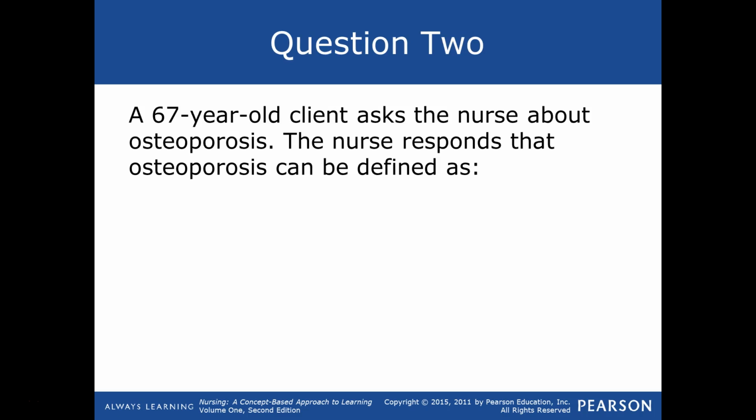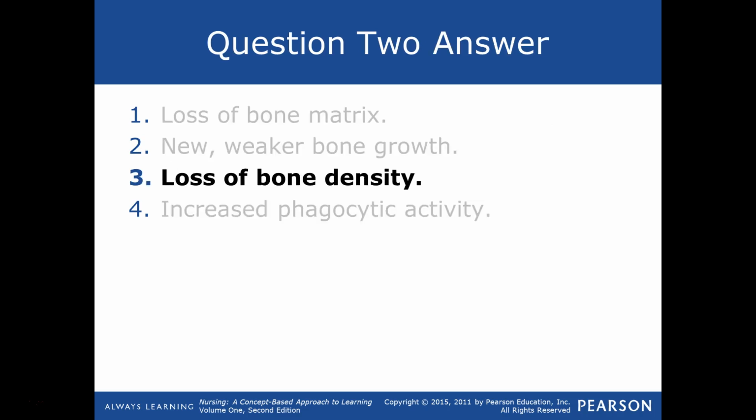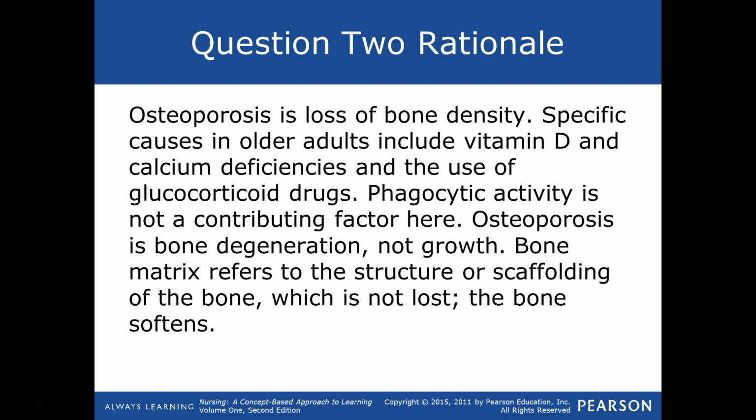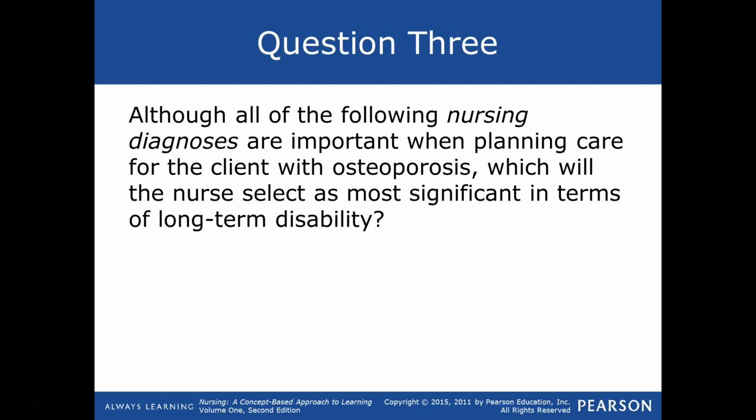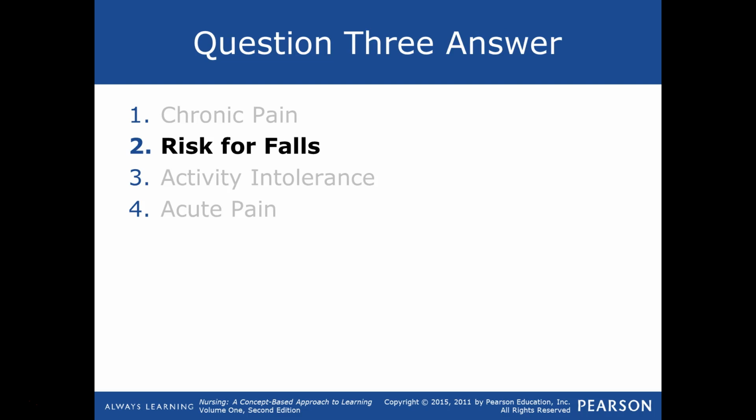A 67-year-old client asked the nurse about osteoporosis. The nurse responds that osteoporosis can be defined as, hopefully you answered 3, loss of bone density. And here's a little bit more specific information. Although all of the following nursing diagnoses are important when planning care for the patient with osteoporosis, which will the nurse select as the most significant in terms of a long-term disability? Have any ideas? The answer is 2. That's the most serious one, risk for falls.